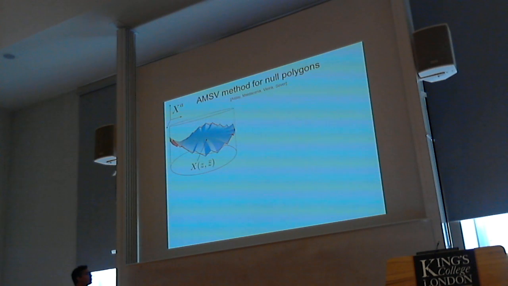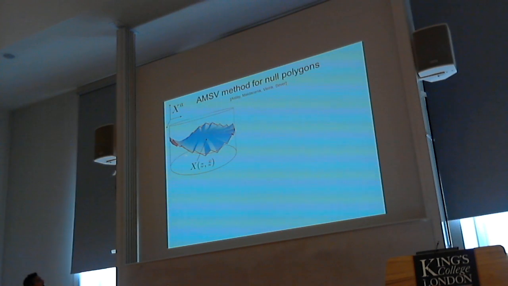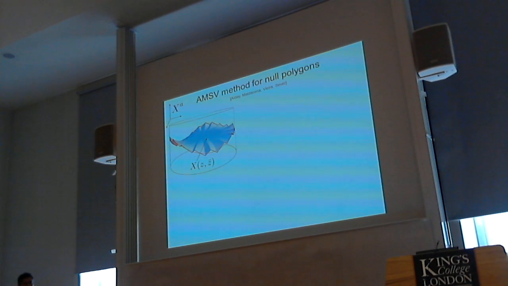So in the last several years, there's been huge progress in computing minimal surfaces in AdS, and in particular in the case of surfaces that end on these light-like contours, or so-called null polygons. Some beautiful technology has been developed for computing the minimal area associated with these types of surfaces. And this was done by these authors, which I'll refer to throughout the talk as AMSV.